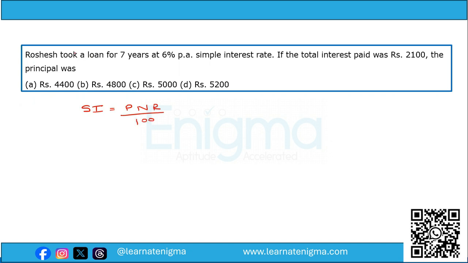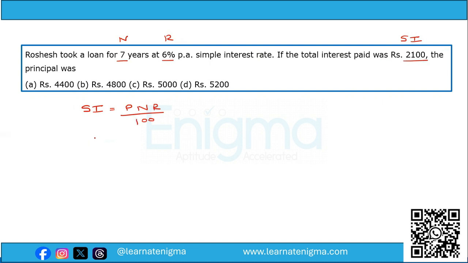Now, let's read the question again. Roshesh took a loan for 7 years. So this becomes N at 6% per annum. So this becomes R. If the total interest paid was rupees 2,100, so this becomes simple interest. The principal was. Now we have to find out the principal.